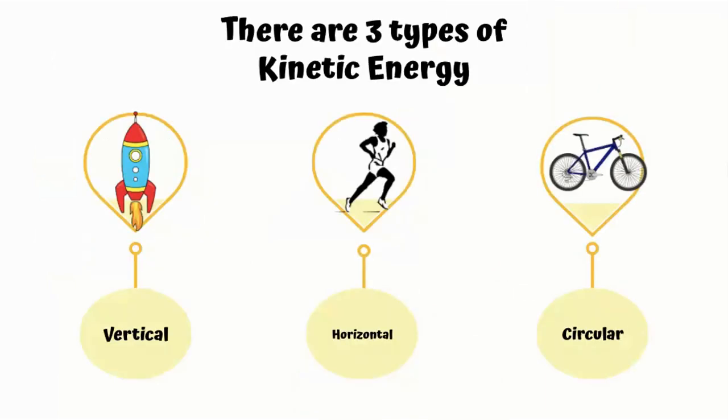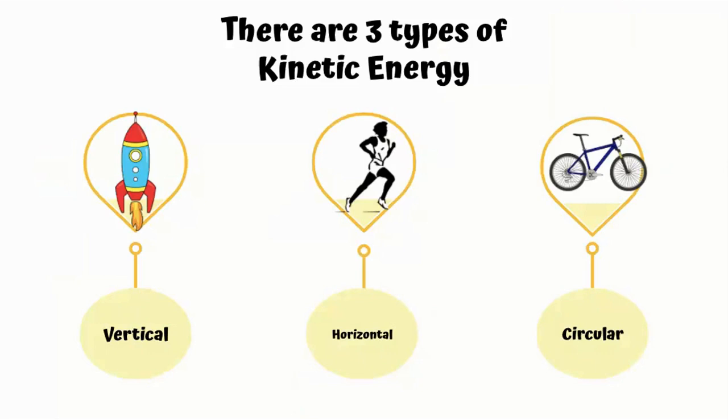So there's 3 different types of kinetic energy. We have vertical, horizontal, and circular. And so when we think of vertical energy, we can think of maybe a rocket going off. It's going vertically up into space. A waterfall from a height, it's vertically going down. Maybe throwing a ball up in the air, jumping rope, bouncing a ball up and down. Those are all types of vertical kinetic energy.